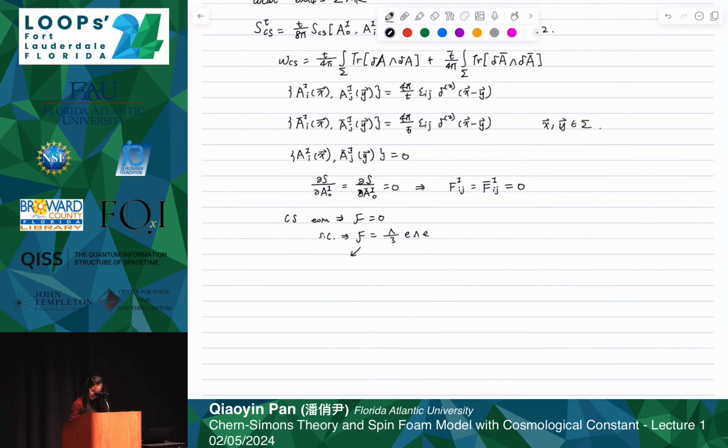So the left-hand side gives us a magnetic flux, or a generalization of magnetic flux. And the right-hand side, again, tells us geometry. So they conflict. So what does it tell us? This means that somewhere in the manifold, we need to introduce some defects.